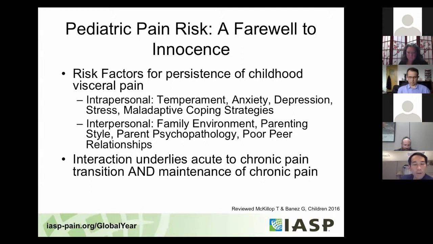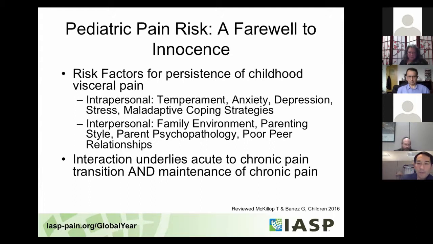Many of you in the audience will be familiar with the GI literature because that's your home. But for those of us in gynecology, we are not as apt to look at intrapersonal or interpersonal factors. These have been identified in multiple studies as important factors for why a child might get the emergence of functional abdominal pain, which is their sort of chronic pelvic pain analog prior to adulthood. And this has been shown in several studies to underlie both the acute to chronic pain transition as well as the actual maintenance of chronic pain.